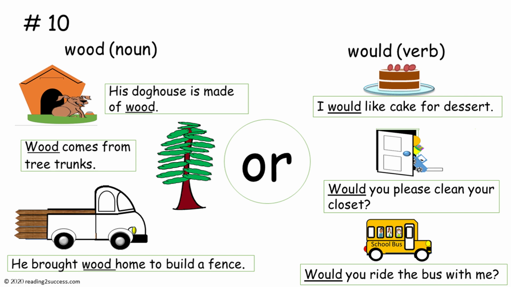Now would, W-O-U-L-D, is a verb, and some sentences including the verb would are: I would like cake for dessert. Would you please clean your closet? And would you ride the bus with me?